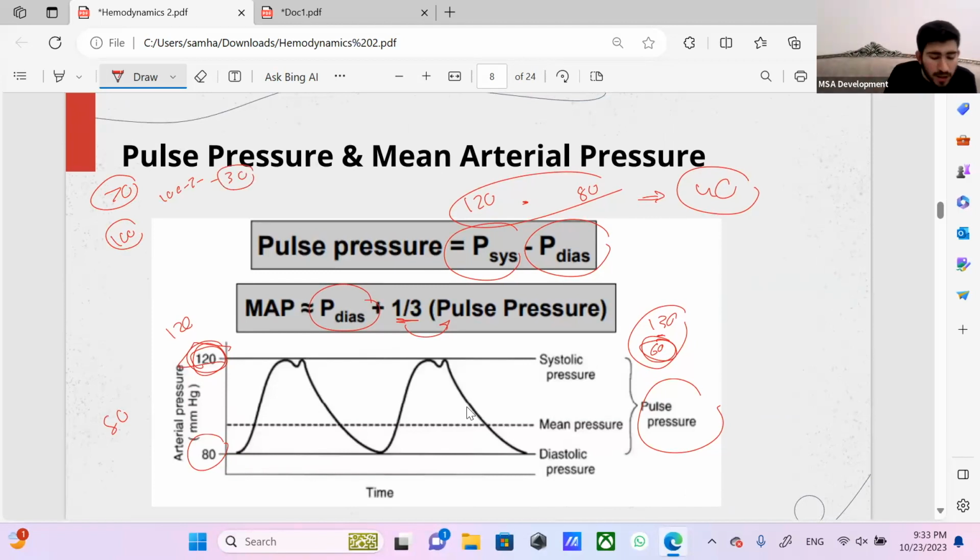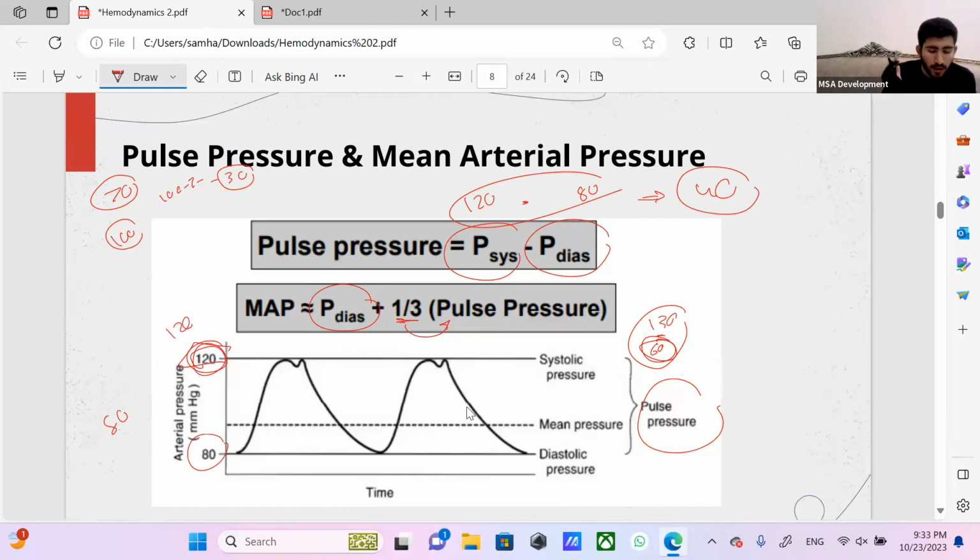The mean pressure is not in between the diastolic and systolic, because we are most of the time in the diastolic phase and like 1 or 2 seconds in the systolic phase. So it doesn't make sense for the mean to be in between. No, it should be nearer the diastolic. And so that's why we take only a third, not half or more.